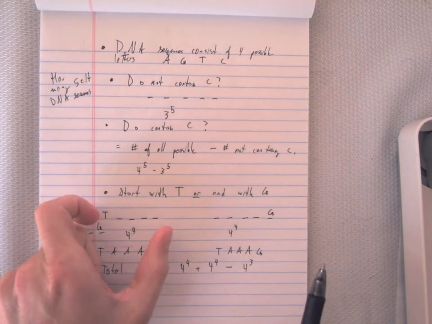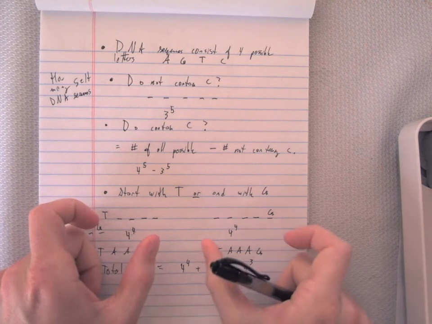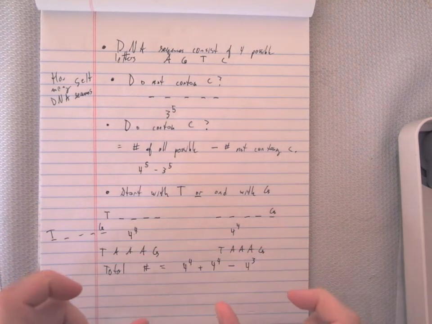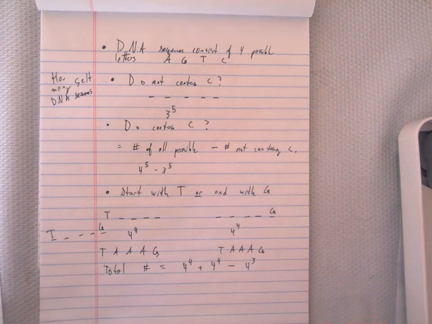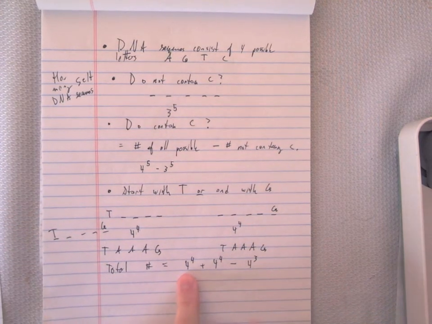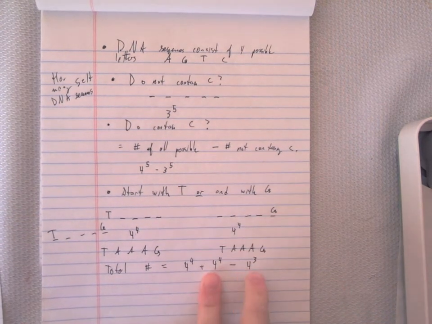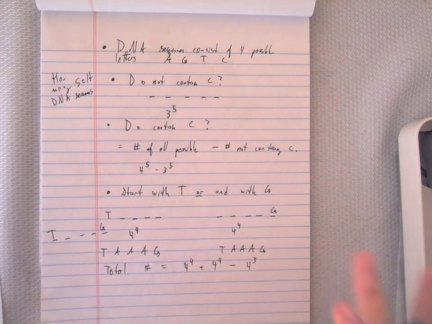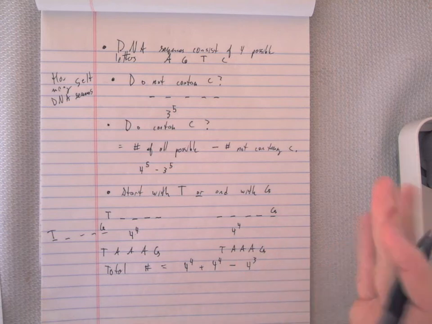My set A is the set starting with T, my set B is the set ending with G, and then if I want to find the cardinality of their union, I do the cardinality of A plus the cardinality of B minus the cardinality of their intersection, which are 5-element DNA sequences starting with T and ending with G.